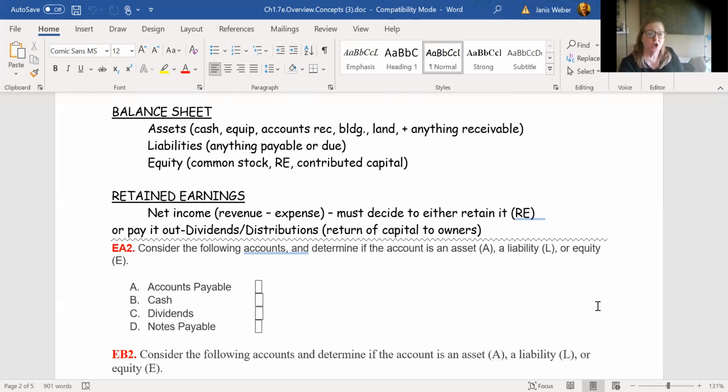All right, then the retained earnings is taking net income, which is that revenue minus expenses. And we either are going to keep it in the company, in the company's control, that's called retaining it, or we are going to pay it out as dividends to shareholders. So sometimes you give a dividend back to the investors, and that decreases your retained earnings, because retained earnings is just what it sounds like. It's the earnings that we've made and we didn't pay out. So we kept it in the company.